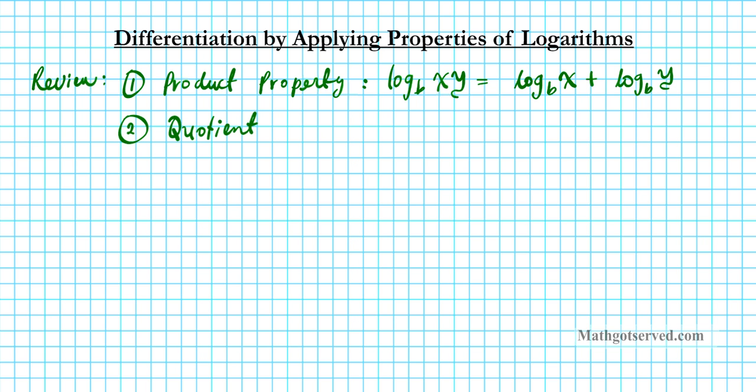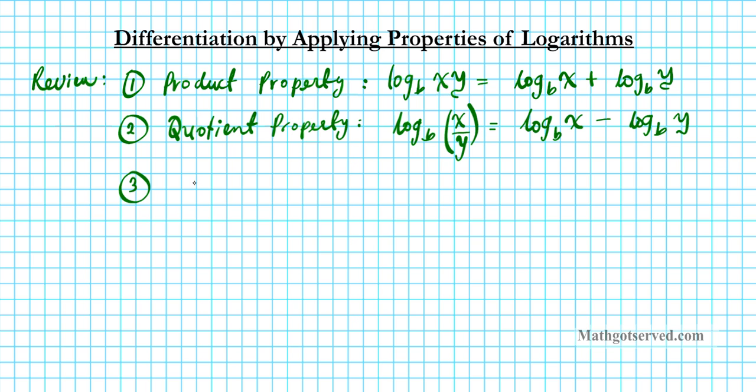The second property is the quotient property. Very similar, but if the argument is a quotient of two functions, x over y, it can be written as the log base b of the numerator, or the dividend, minus the log base b of the denominator, or the divisor. And then lastly, the power property.